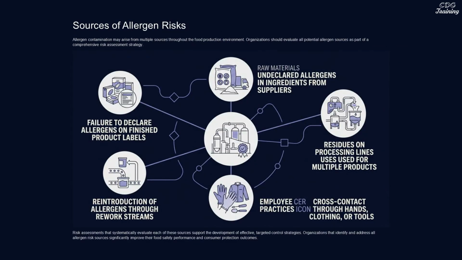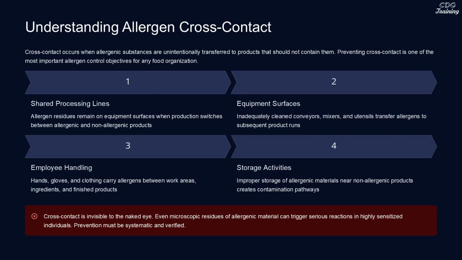Allergen contamination can arise from various sources, including undeclared ingredients and cross-contact. Identifying these risks is crucial for prevention. Cross-contact occurs when allergens unintentionally mix with non-allergenic products. Preventing this is a key objective for food safety.